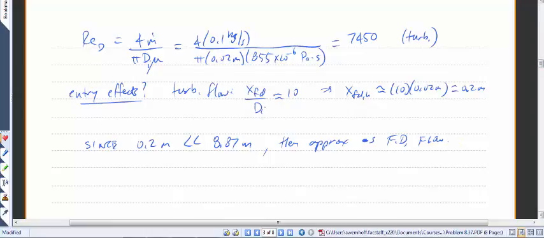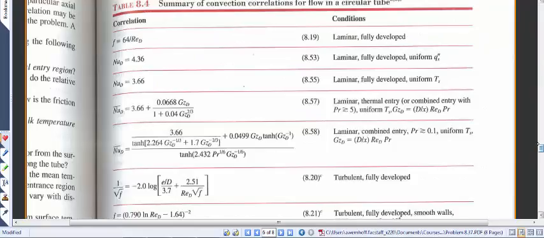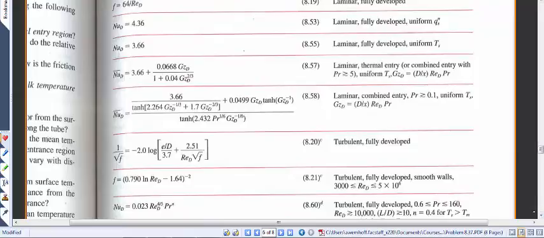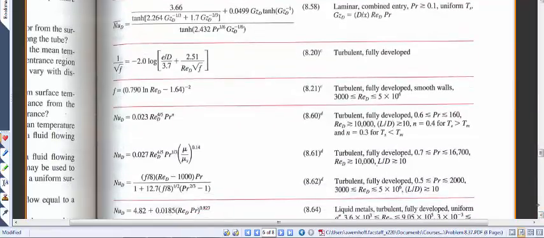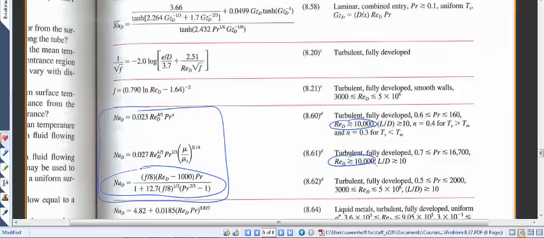So the next thing we need to determine then is what is the appropriate Nusselt correlation. So this is table 8.4. In 8.4, we know we need a turbulent fully developed flow Nusselt correlation. A couple are provided for us. If you look here, the three that appear to be good candidates are these three right here. If we look more closely, we see that the top two require Reynolds numbers to be bigger than 10,000. However, our Reynolds number is smaller than that. It's 7,450, which means we have to go with the third one.